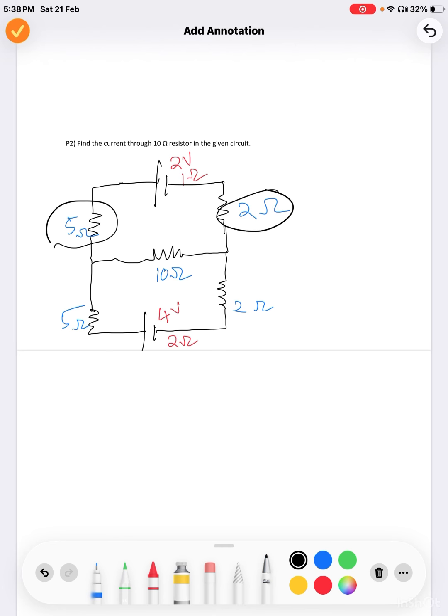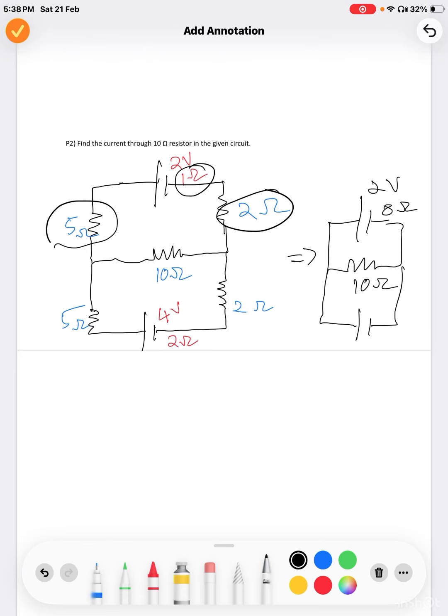This 5 and this 2 and this 1 are connected in series to the battery one. So we can redraw the circuit. The circuit will become 2 volt and 5 plus 2 is 7, plus 1, 8 ohms as the internal resistance value, connected to the 10 ohm. And again this is connected, 5 plus 2 is 7, 7 plus 2 is 9. So this will become 4 volt and 9 ohms as the internal resistance value. Now you can try for this one.